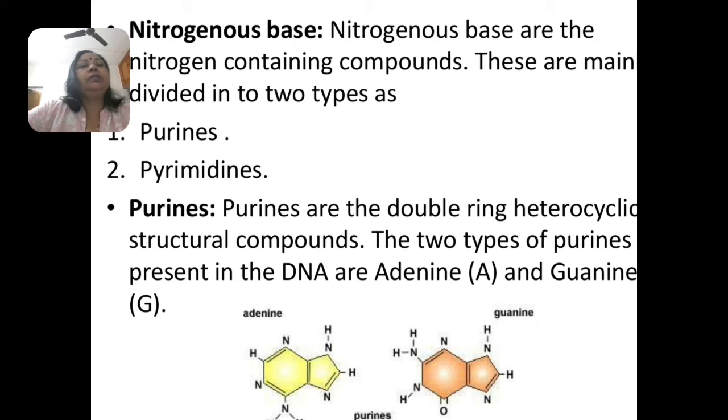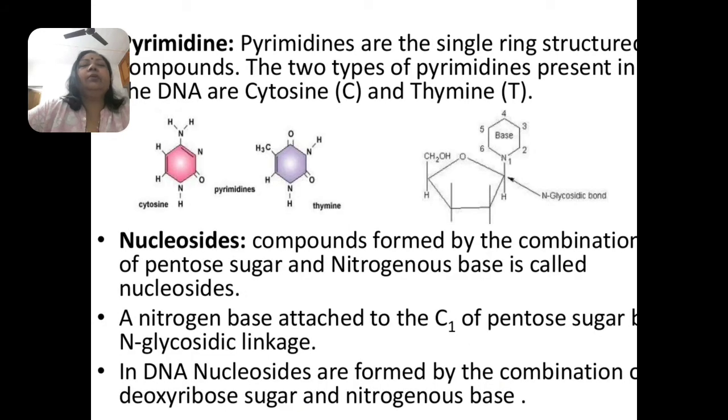Now, another component is nitrogenous base. Nitrogenous bases are nitrogen containing compounds, and mainly they are of two types. One is purines, another is pyrimidines. Purines are double ring heterocyclic structural compounds. They are again of two types present in the DNA: adenine and guanine, A and G. Now, what are the pyrimidines? Pyrimidines are single ring structure compounds, and the two types of pyrimidines present in DNA are cytosine and thymine.